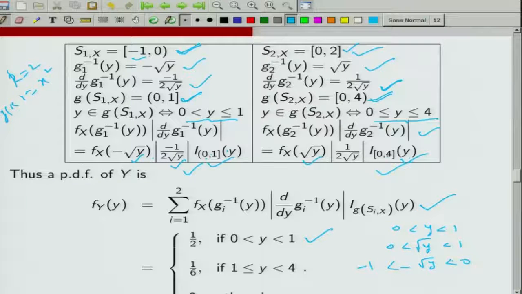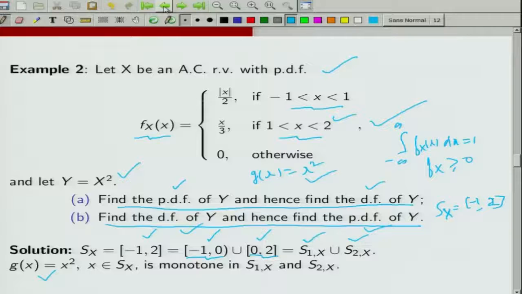So what I am considering? I am considering fX of g inverse y, which in this case is fX of minus root y. But minus root y is between minus 1 to 0. So let us try to see what is the PDF when the argument is between minus 1 to 0. When the argument is between minus 1 to 0, the PDF is mod of the argument divided by 2.